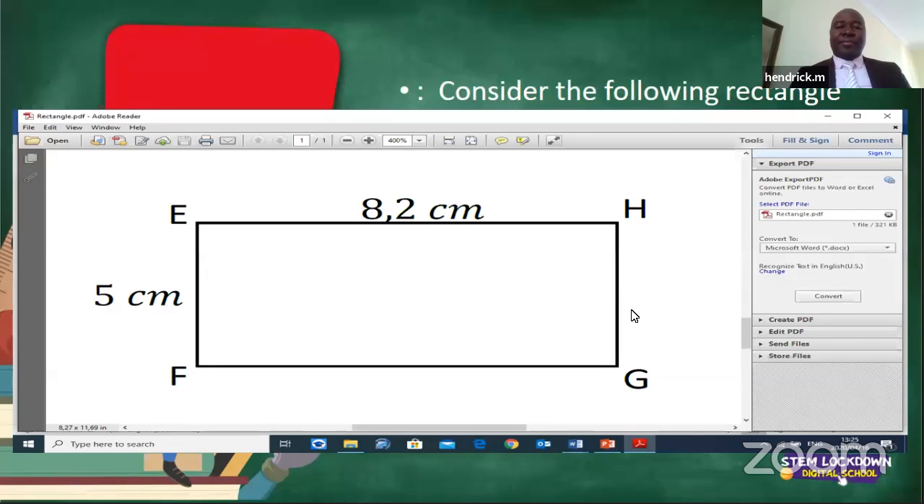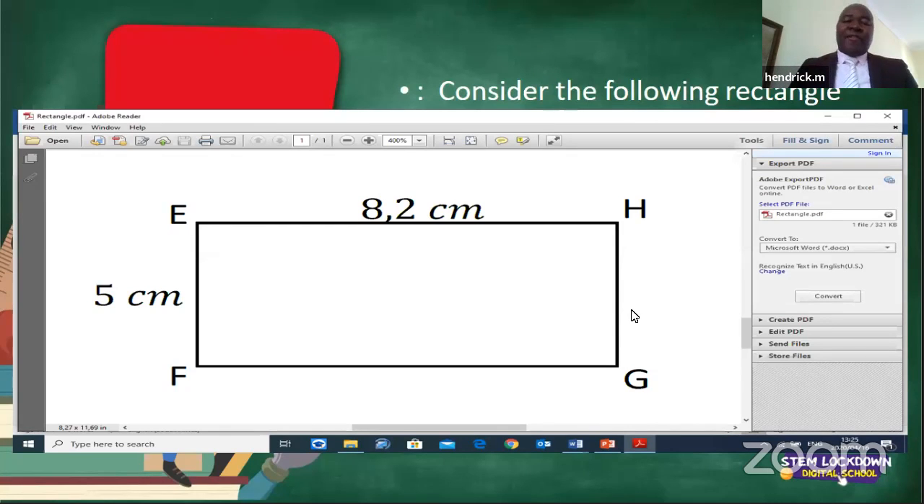Let's proceed now. Consider the following rectangle. We have a rectangle in our list, and of course, this rectangle has got a length. The name of the rectangle is EFGH. Now, the side EH, as you can see, is longer than the side EF. So we call the longer side the length, and the shorter side, we call it the breadth. So the length here is 8.2 centimeters, and of course, the breadth is 5 centimeters.